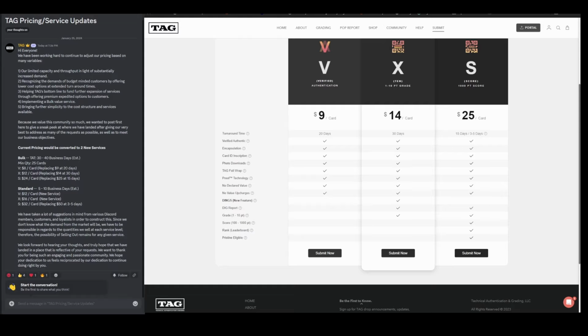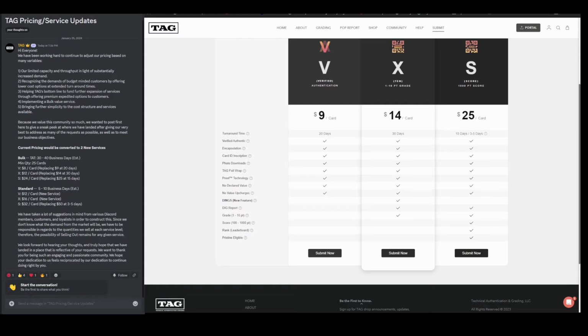We'll run through it. On the left-hand side of the screen, you'll see Tag's pricing / service update. I don't know if this is live yet on their system. They posted this in their Discord on Thursday evening, with it going live soon, but they did not state exactly how soon. On the right, you see their current pricing.